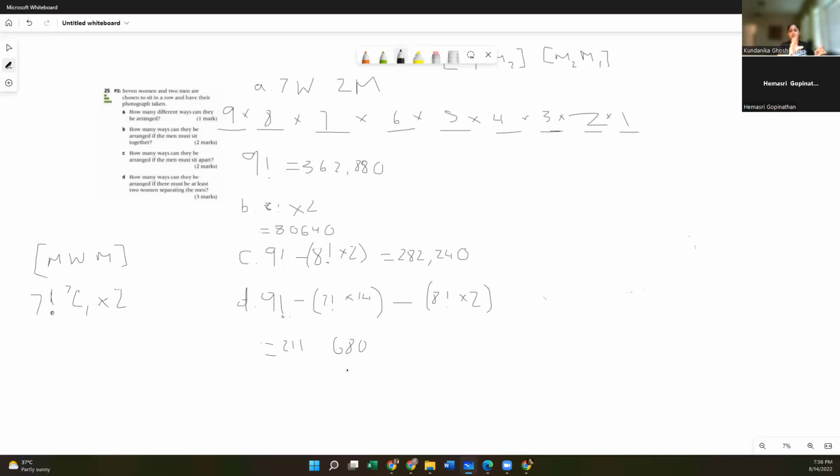Times, we have 2 different ways that the men can be arranged. So we multiply everything that we already have by the 2 different ways. So times 2. And then we're getting the 8 factorial times 2 from part B. Because part B is, remember, how many ways can they be arranged if the 2 men must sit together? Well, in this instance, the 2 men can't sit together, right? Right. So we have to subtract every instance in which the 2 men are put together.